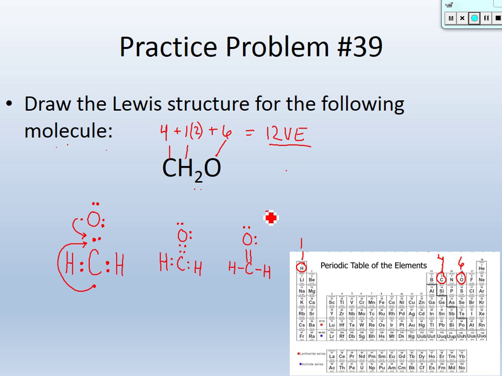And so this is what I think the answer is for the Lewis structure. But let's make sure. Okay, let's count the electrons, and I should have 12 accounted for. Remember, a line counts for 2, so there's 2, 4, 6, 8, 9, 10, 11, 12. So I've got all 12 accounted for, and everyone's obeying the octet rule. So that is the answer for practice problem number 39.